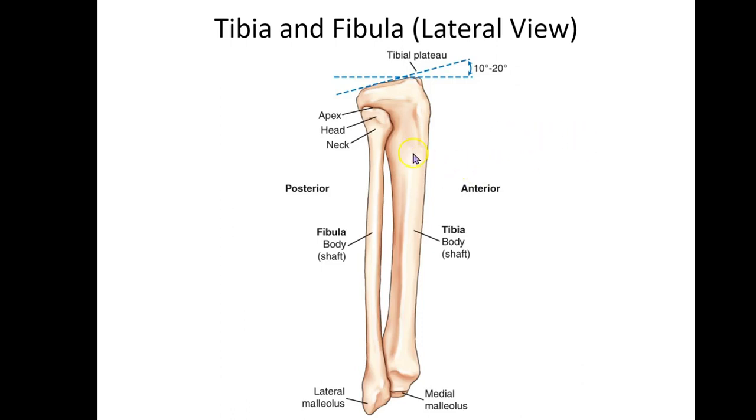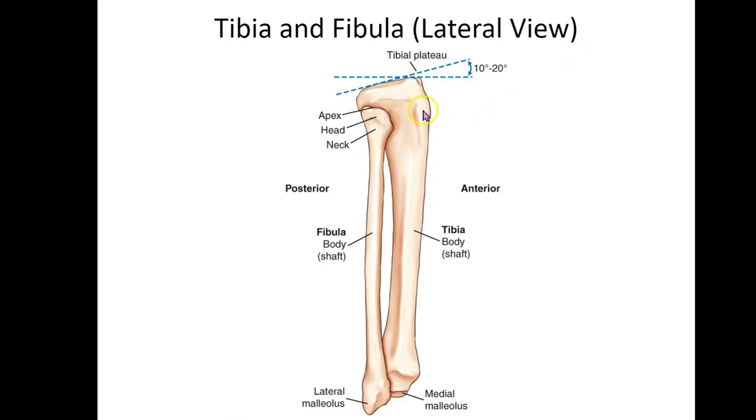The tapered area just below the head then, where it kind of gets narrow again, is called the neck of the fibula. So just to recap real quickly on the fibula, the distal end is the lateral malleolus, and again you can palpate that on the lateral side of your lower leg. The proximal end is the apex, head, and neck. Good.